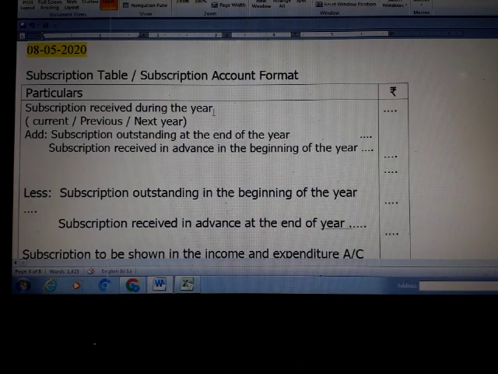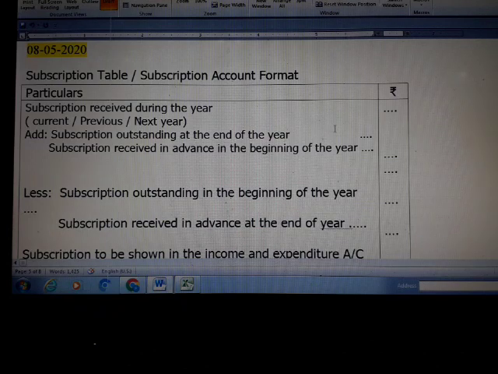Under the particulars column, you will have the first line item, that is, subscription which has been received during the year. So during a particular period of time, say for example currently we are in 2019-20, whatever amount of subscription we have received can consist of the subscription for the current year, the previous year, and the next year. Whatever be the amount, the total subscription received for the year will be taken as a base item.